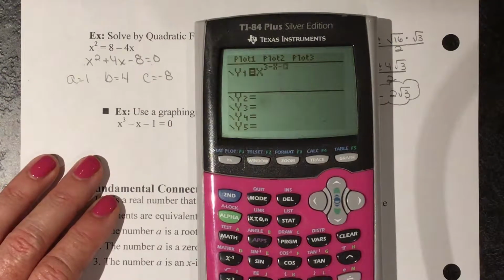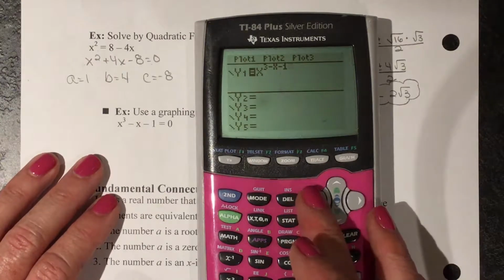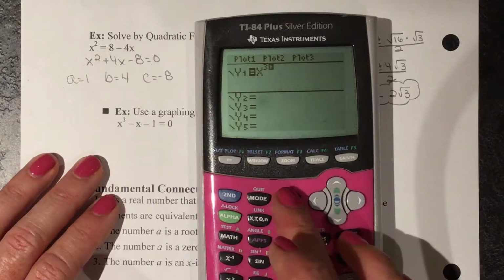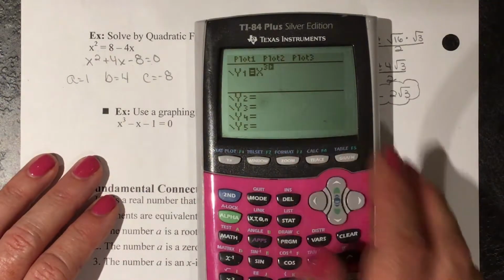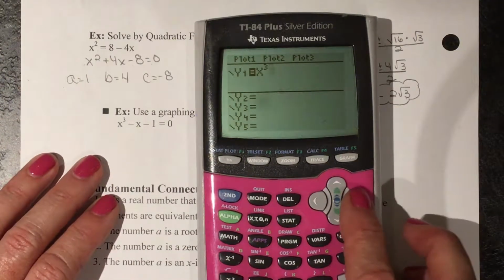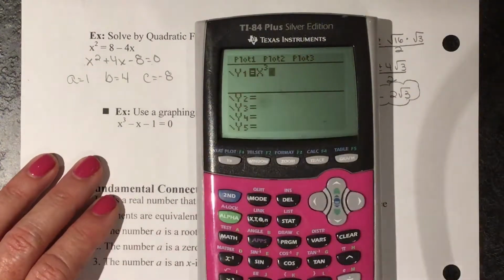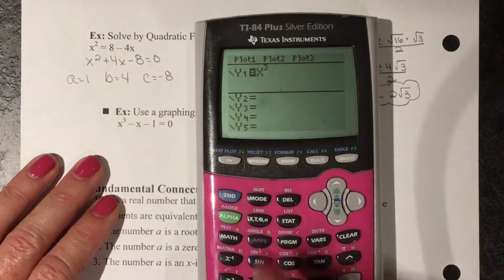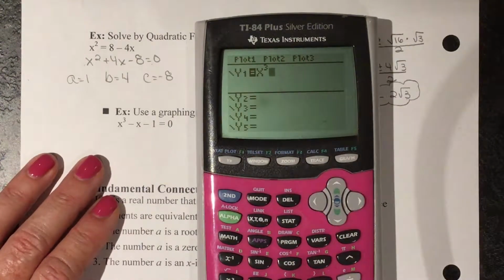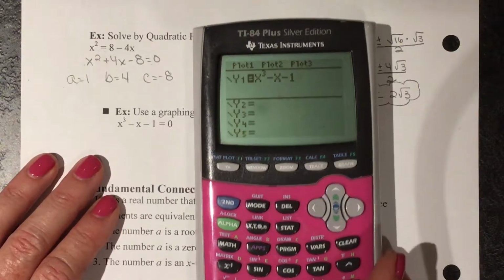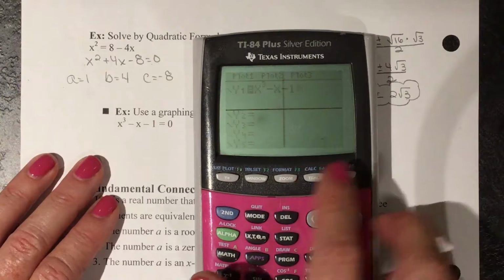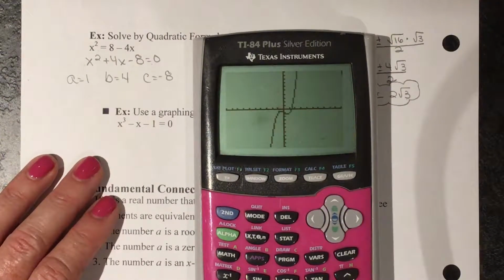Minus x minus 1. And what I did not do, I just showed you what not to do. After you have the cube, you want to use the right arrow toggle to make sure that you're out of the exponent spot. And so that was my mistake, minus x minus 1. That looks a little bit better. All right, then we go to the graph. And in your mind at this point, you should probably have an idea of what a cubic looks like.